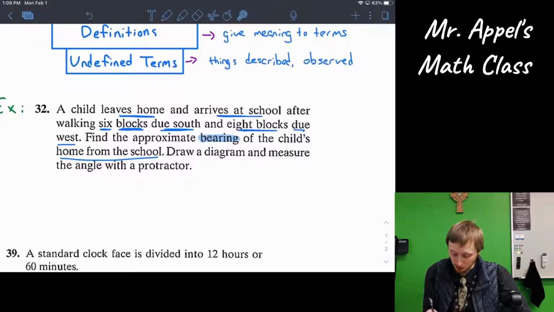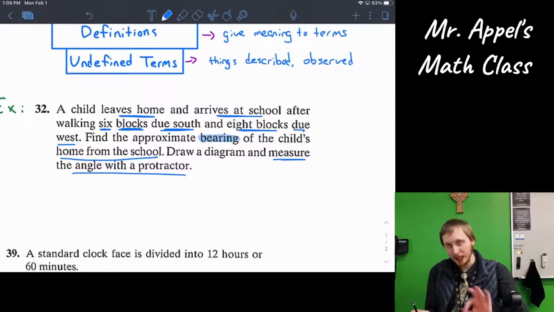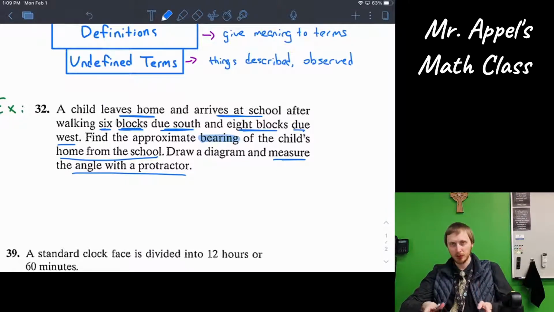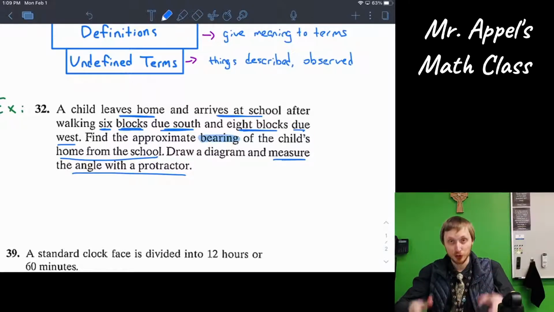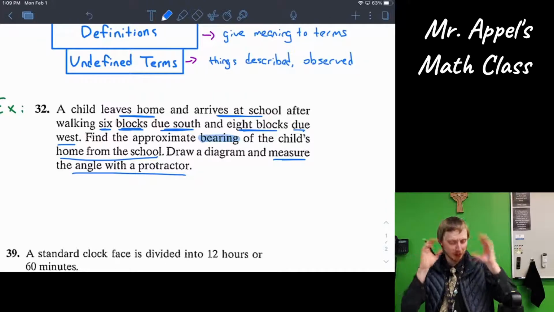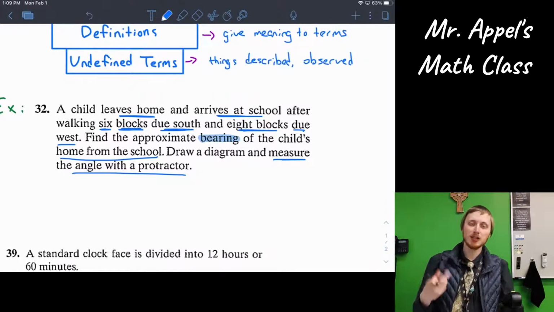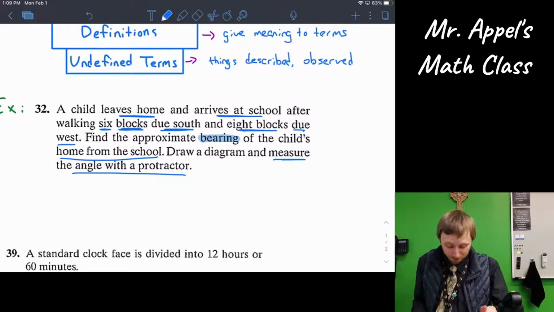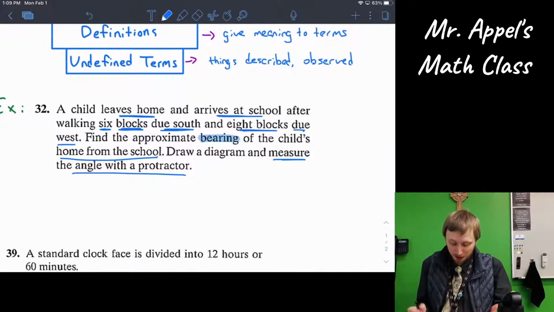Draw a diagram. Yeah, I'm almost certainly going to draw a diagram just to understand this, get a picture here. And measure the angle with a protractor. Okay. That last part's going to be a little bit tricky here because of my digital format. I can't show you how I'm working with a physical protractor. So I'm going to have to substitute a little bit, so bear with me there. That's going to lose us some accuracy here. But the first thing we need to do is create our picture.